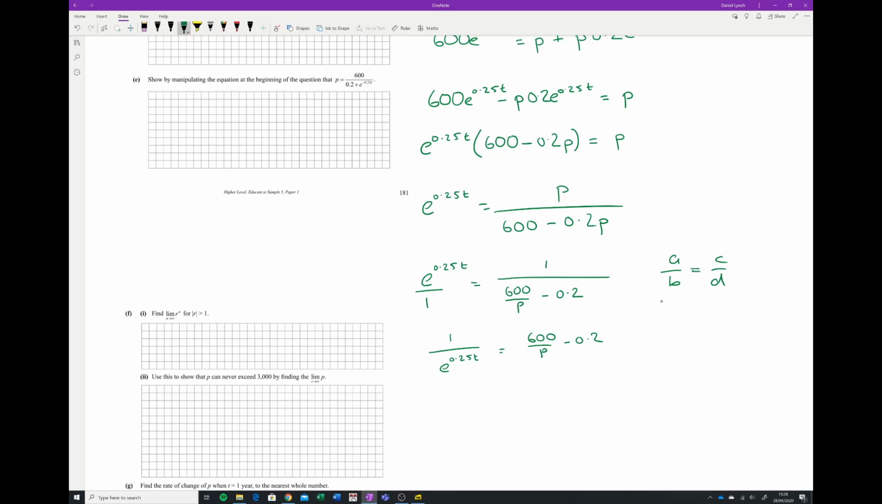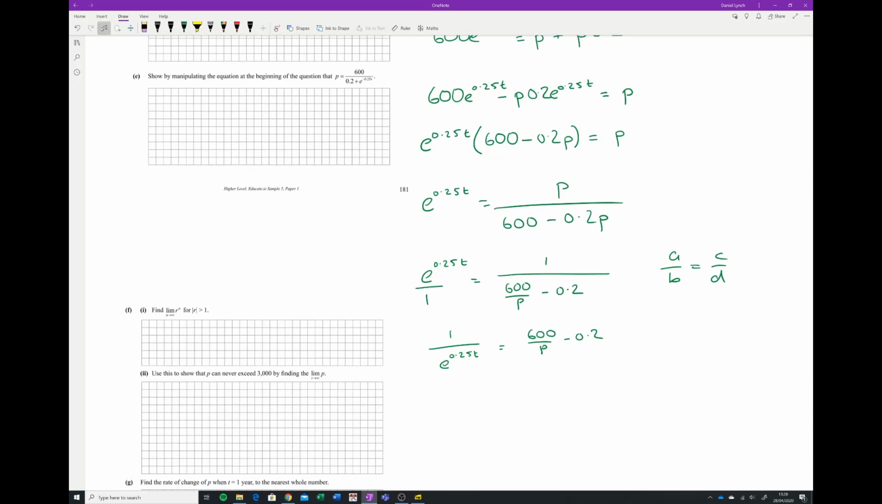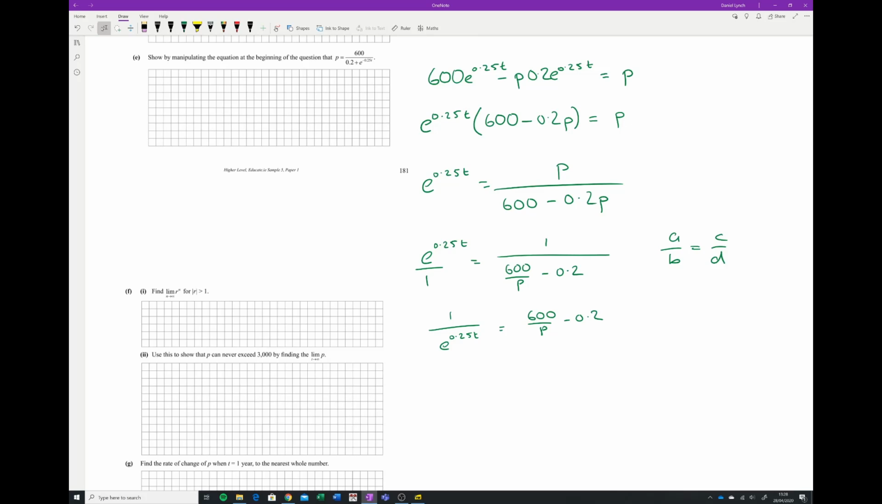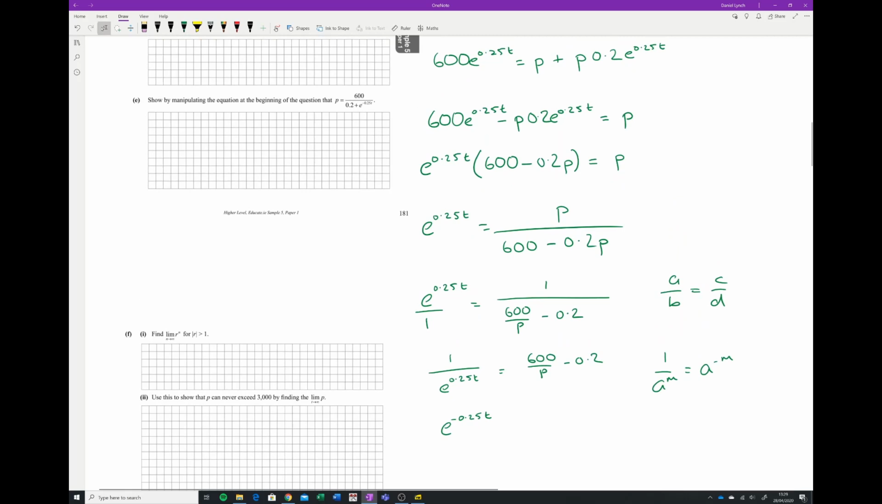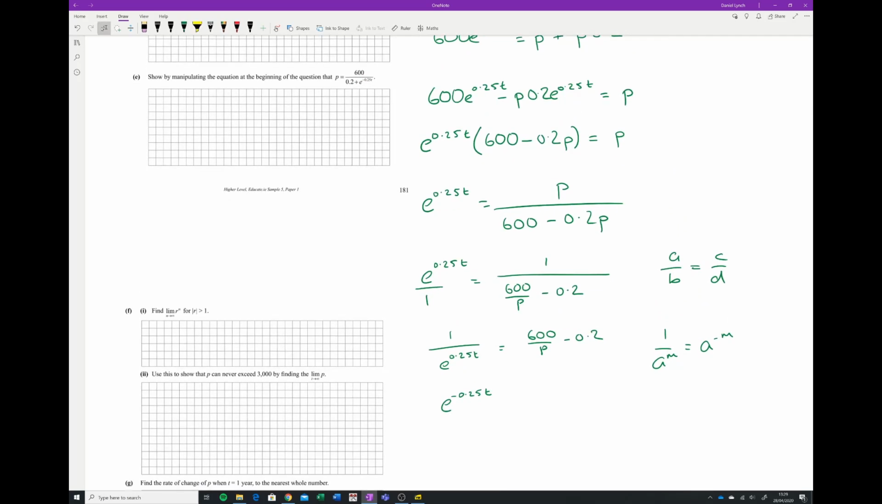So we can now use the rules of, what am I trying to say? Not logs, indices there. So you've got 1 over a to the m, and it's equal to a to the minus m. So here we can say that this thing is e to the minus 0.25t. And that's good because that is something that crops up in our work here. And here we have 600 over p minus 0.2.